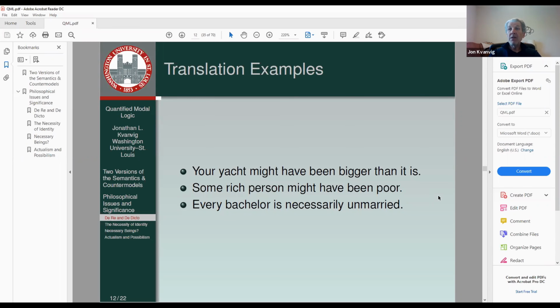Now, the same de dicto, de re ambiguity occurs with the top two. I'll let you figure out, and you can email me about this if you can't figure it out, but figure out what the de re reading is and what the de dicto reading is. And one of the two will make the sentence look stupid, and the other one will make it look sane, something that a person might actually say truthfully. So some rich person might have been poor.